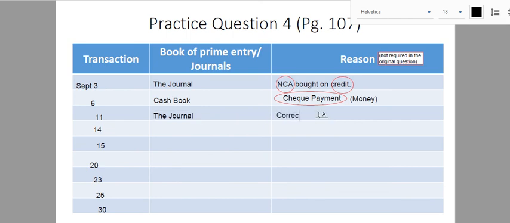And we have seen in the list of uses of the journal that correction of errors is done originally in the journal. Again, mind you, we do not correct the error where you originally made it. So if you made an error in the cash book, for example, you will not correct it in the cash book. You will correct it in the journal, and then it will be eventually posted in the rest of the books.